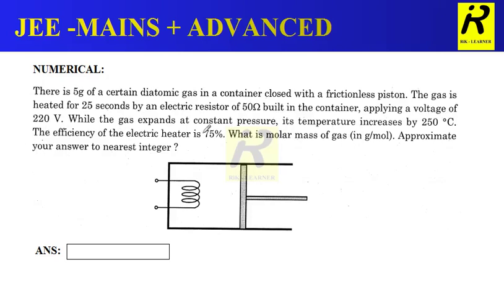The efficiency of the electric heater is 75%. What is the molar mass of the gas in gram per mole? Approximate your answer to the nearest integer. Finally, we have to find a number, and that number should be written here in this answer box.